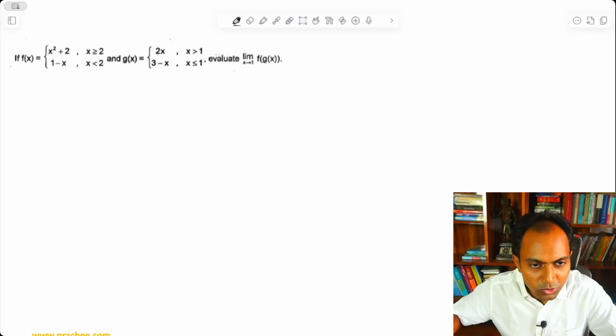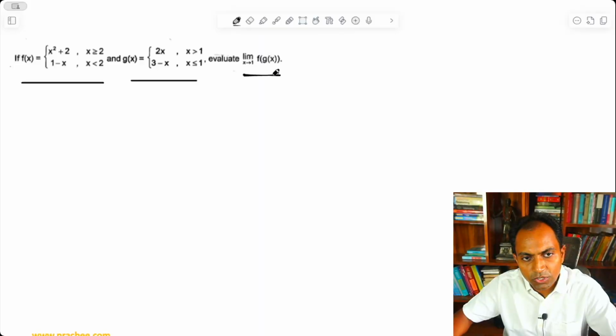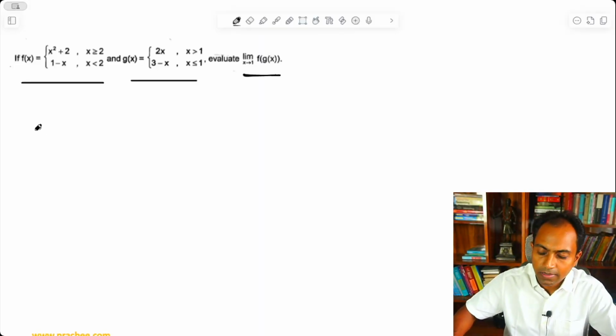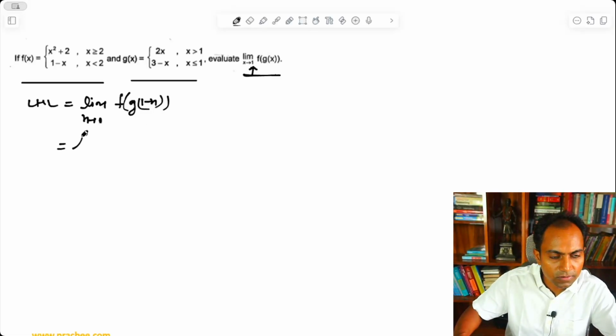Now this third question is a very interesting question. This question says that a function is given, g of x is given, find the limit of the composite function. This is very unique. This we haven't done so far. So let us see how to handle this question. Again, we'll use our LHL RHL method only. So limit h tends to 0, f of g, in place of x we'll write 1 minus h, because we need to check in the vicinity of 1 here.